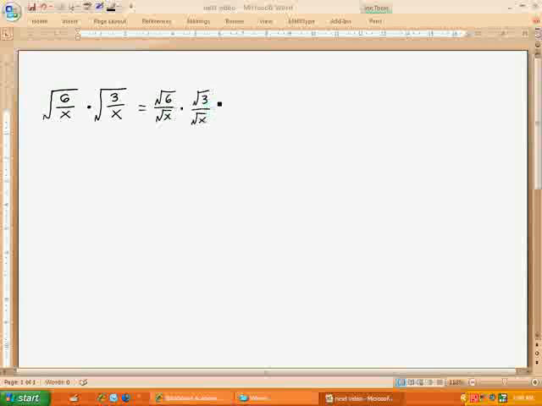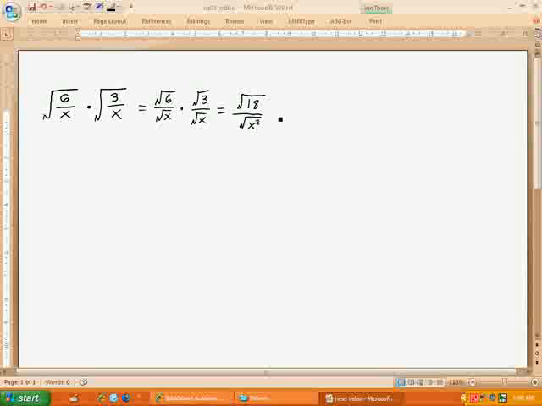Okay, now that we have this, then we can multiply straight across, because we talked about in the last problem that when we multiply, the things inside the root can be multiplied. And so the square root of 6 times the square root of 3 would give me the square root of 18. On the bottom, I would get the square root of x times the square root of x, which is the square root of x squared.